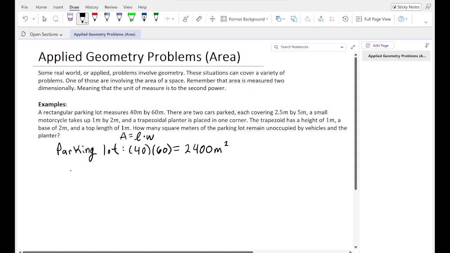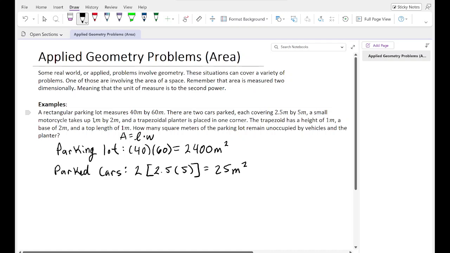Next, we're going to go with the parked cars. And we know we have two cars parked, and each are covering 2.5 meters by 5 meters. So they cover the same amount of area. So again, it's rectangular, because cars typically are more square, like that. So we're going to have 2, because 2 of the cars, times their area, which is 2.5 by 5. So again, length times width. So 2.5 times 5. And again, we just do all that, and we're going to end up with 25 square meters.